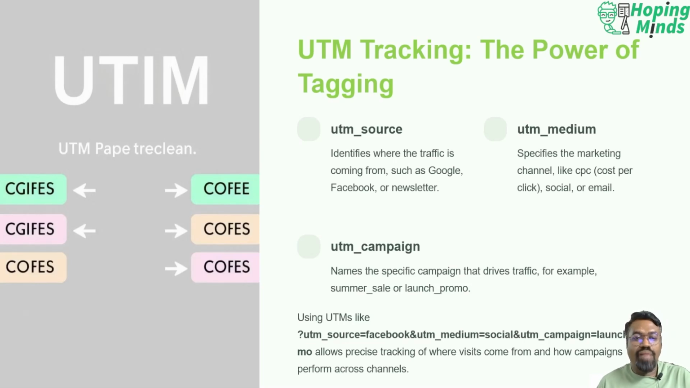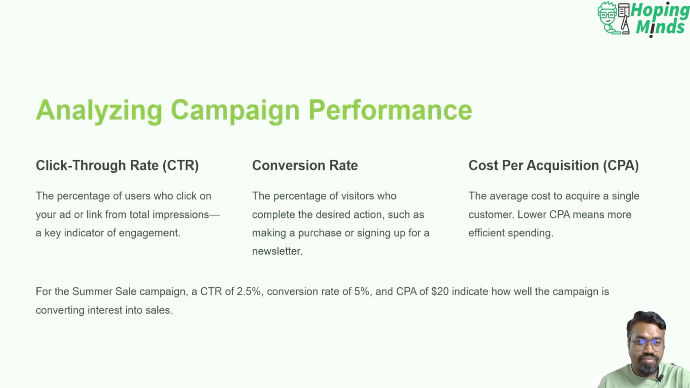Now, UTM campaign. Let's say we are running certain campaigns to drive traffic, for example, a summer sale or a summer launch promo. Then it can precisely track where the traffic is coming from across the channels. Now, these are some of the terminology we need to understand while analyzing campaign performance.